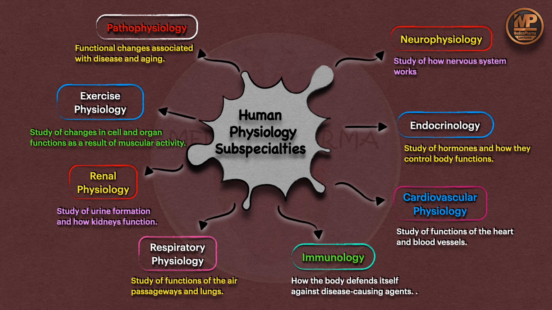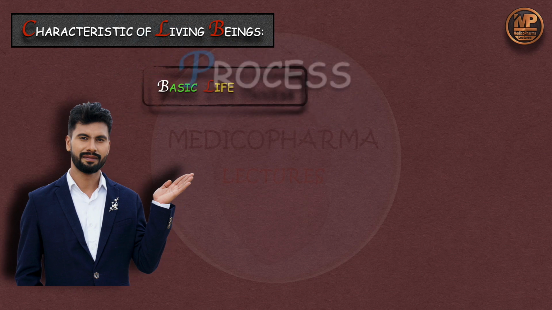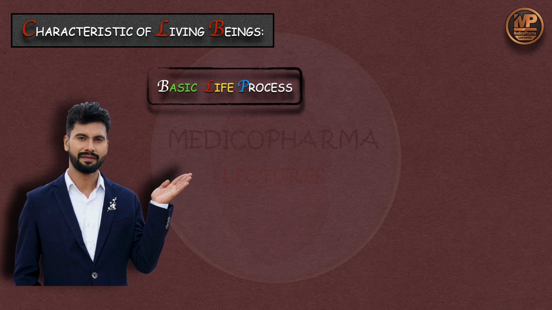So this is all about the scopes of anatomy and physiology. With this, the first part of this lecture is over. Now we'll start the next part of this lecture, which is about characteristics of living beings and basic life processes that distinguish living beings from non-living beings.